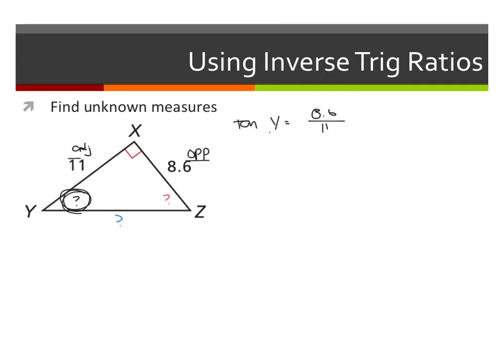So in order to find out what the measure of y is, we don't want this tangent, right? So we want to take the inverse tangent of both sides. Did I mention both sides? Great. And then y equals inverse tangent of 8.6 over 11, which you can put right into the calculator. Make sure you're in degrees. And y turns out to be 38.02.